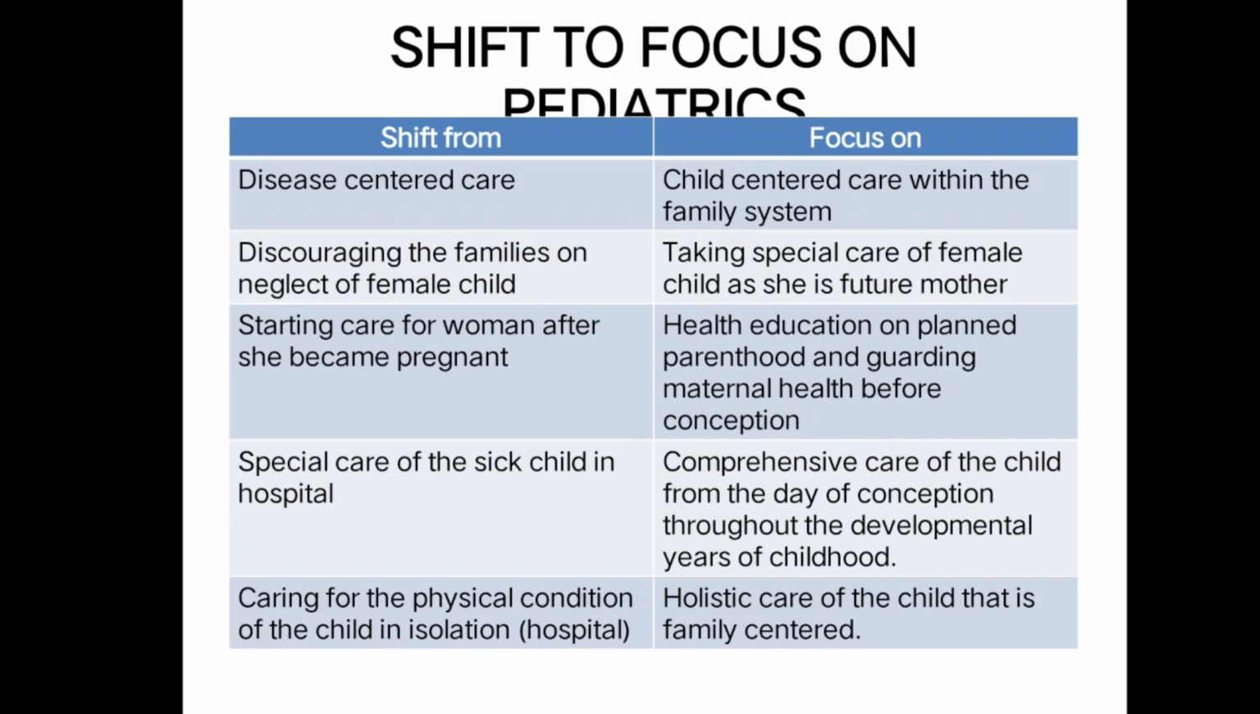Next, in ancient times there was caring for the physical condition of the child in isolation. So we were only caring for the physical condition of the child. For example, if a baby is admitted for diarrhea, we as nurses only cared for the physical status of the baby, to improve their fluid status, their hydration, and their health status, and also to improve their oral fluids. But nowadays it has changed to holistic care. That is, we are more concentrating on family centered care.